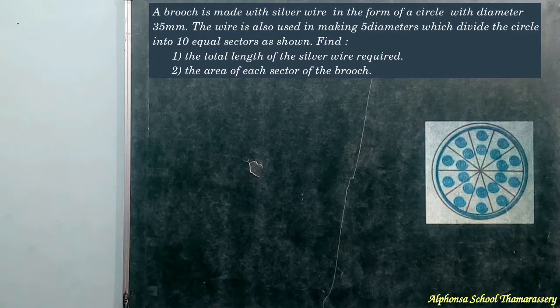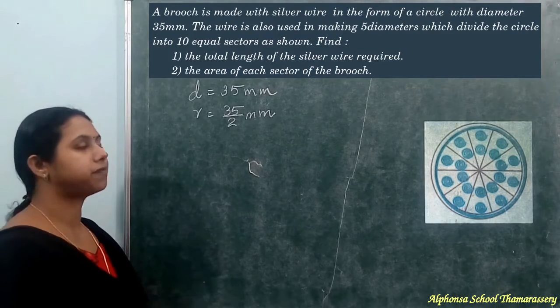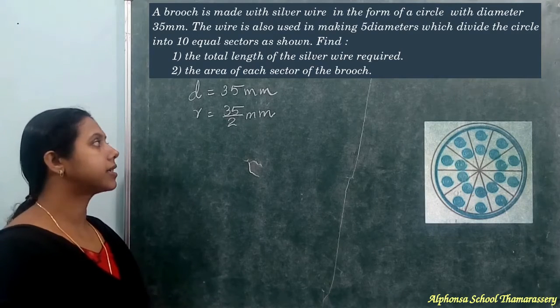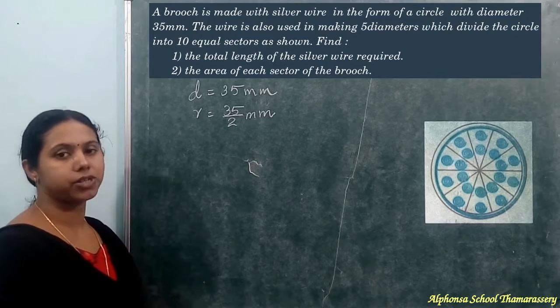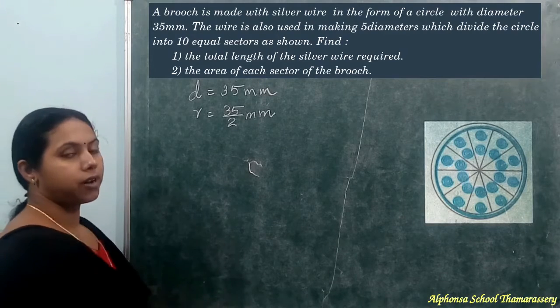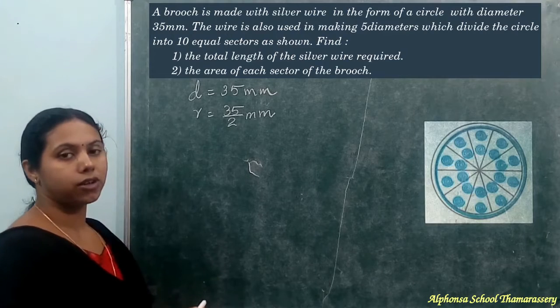A brooch is made with a silver wire in the form of a circle with the diameter 35 mm. The wire is also used in making 5 diameters, which divide the circle into 10 equal sectors as shown in the figure. Find the total length of the silver wire required and the area of each sector of the brooch. So the diameter is equal to 35 mm and the radius is equal to 35 by 2 mm. And for your first question, find the total length of the silver wire.